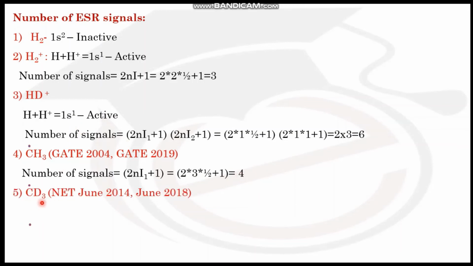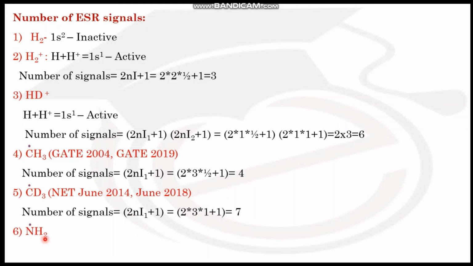And similar to that, CD3, this is also very important because in almost all competitive exams, you can see how many ESR signals you are getting from CD3 radicals. It was asked in June 2014, also June 2018. And here also one unpaired electron is there, that means ESR active, and how does the splitting come? 2nI plus 1, 2 into n, where n is 3, D or deuterium is an active nucleus with a spin of 1, 2 into 3 into 1 plus 1, that is equal to 7.